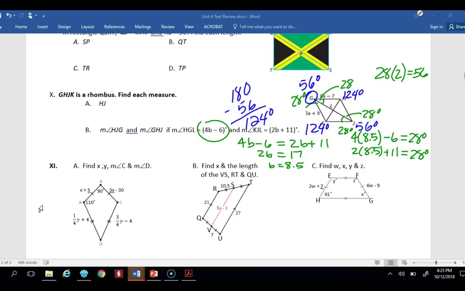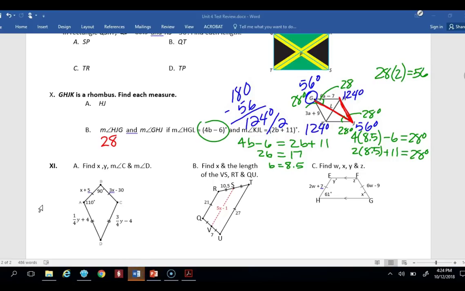Now those angles too are bisected. So we could divide that by 2 to find those individual parts if we needed them. I can't remember whether we need those or not. No, we don't. So let's just look at what this is. HJG. So that's this part right here. We found out that that was 28. So this is 28.